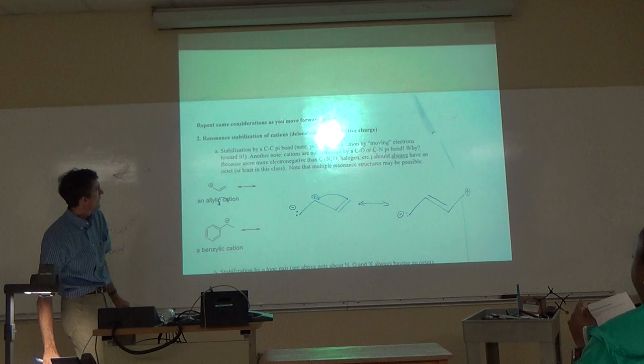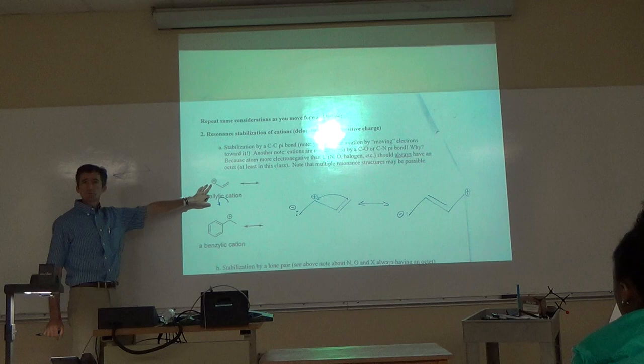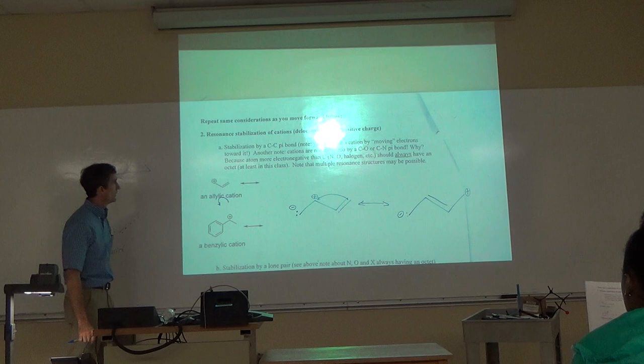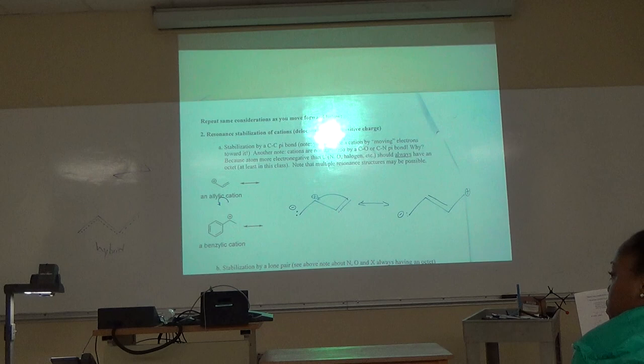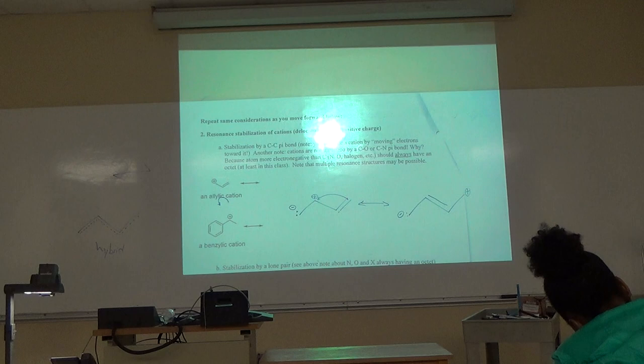But now let's look at charged species. These are a little bit easier just to work with. A little bit more intuitive of what you need to do. And now I can ask this question. How do you stabilize a positive charge? Do you move electrons towards it or do you pull them away? You move electrons towards it. Positive wants electrons. Things want to become more neutral.